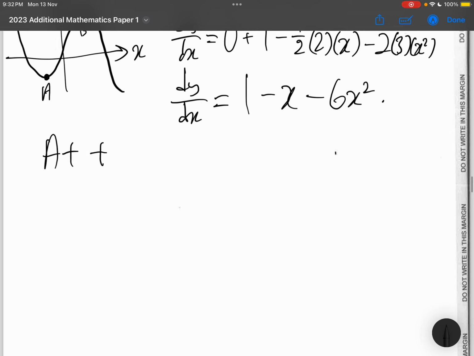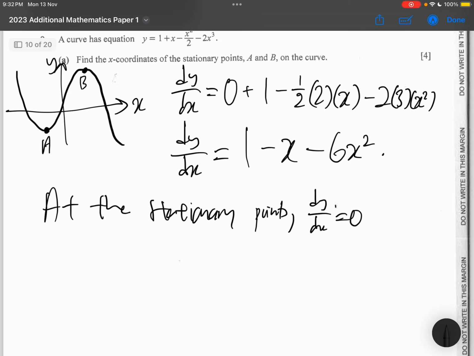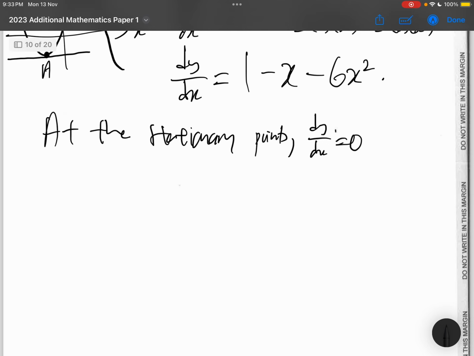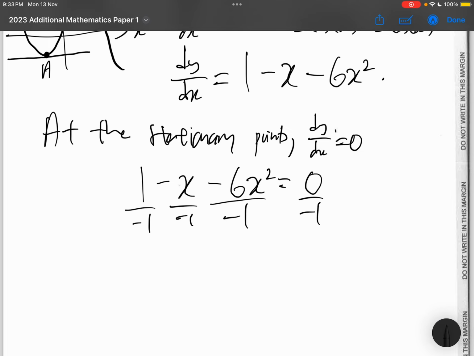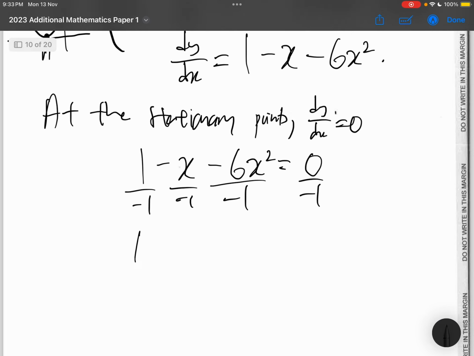Now, at the stationary points, my derivative is 0. In other words, the tangent is just a horizontal line. The gradient of the tangent at the point is 0. So what I have here is 1 minus x minus 6x squared, which is 0. My coefficient of x squared has to be positive in order for me to factorize it. So I have 6x squared plus x minus 1 equals 0.